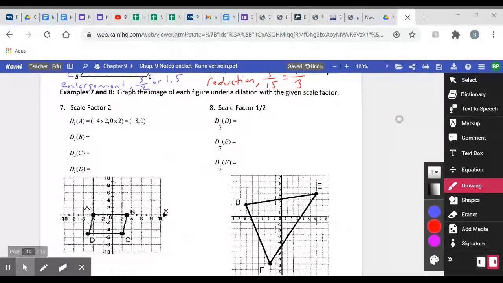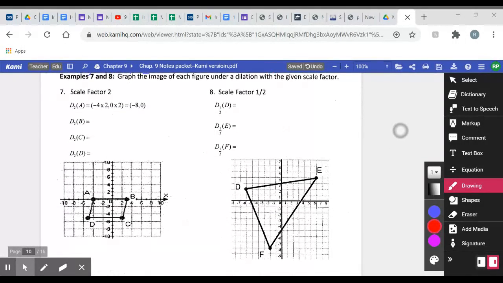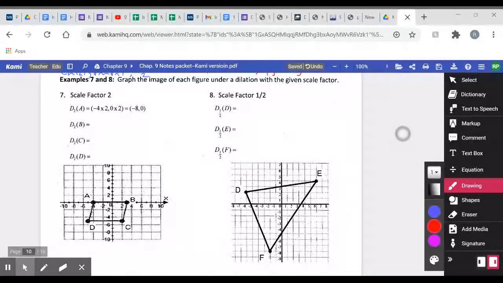So moving right along, the last little bit says to graph the image of each figure under a dilation with the given scale factor. On a lot of the other transformations, we graphed the new figure first and then went back and wrote the new ordered pairs. For dilations, I think it's easier to figure out what the new ordered pairs are and then graph it. So in this case, I need to know what the original ordered pairs are first.